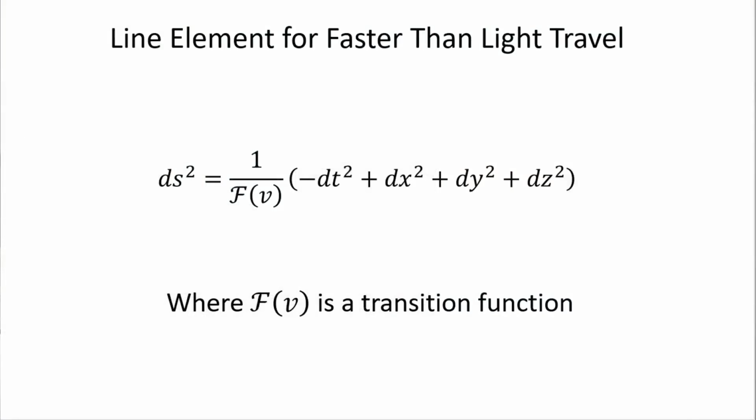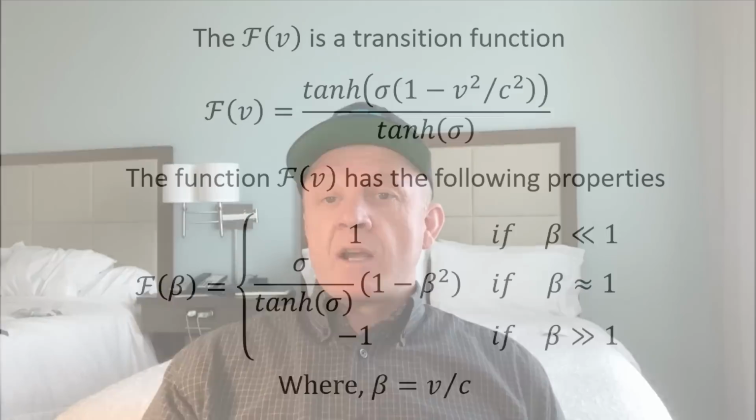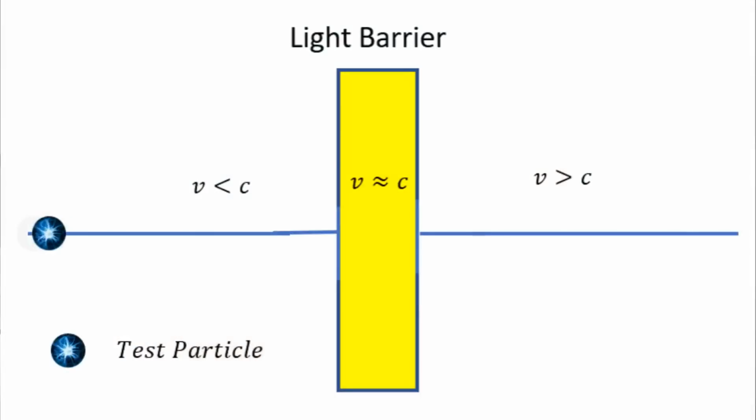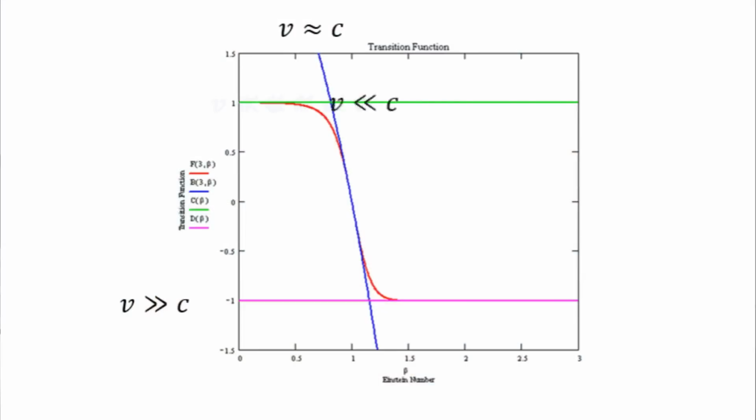On the right side, we have just the Minkowski line element for flat space, and I've multiplied this by a transition function. So the entire Minkowski metric is multiplied by a scalar function. The transition function is dependent on the velocity that you're traveling at. This transition function allows us to smoothly transition below the speed of light, across the light barrier, then to faster than light travel. If you want more details on the transition function, check out my previous video on episode 1 and 2. I go into a lot more detail what exactly the transition function is.